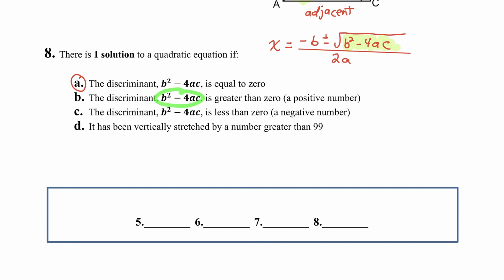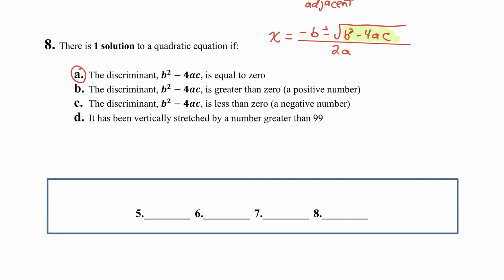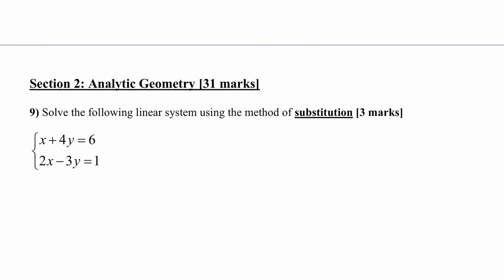If b squared minus 4ac was greater than 0, you'd have two solutions. And if it was less than 0, you would have no solutions. The answers to these four questions were D, C, A, A. Let's move on to the short answer part of this exam now.